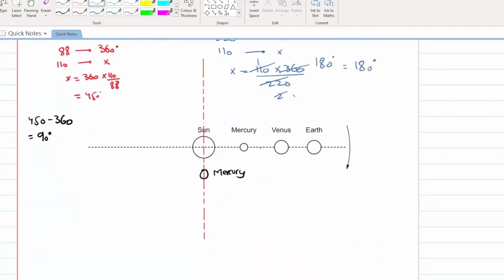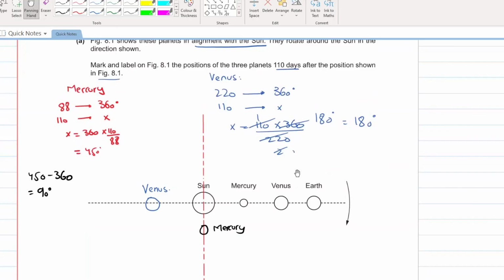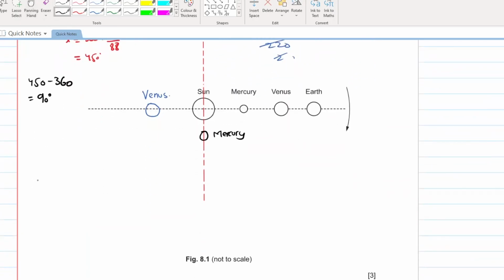Where will you mark Venus? If you rotate from this point by 180 degrees, you will end up here. Your rotation for Venus will end up exactly opposite, like this. It is also important to put the labelings as well and to keep the sizes similar to the sizes in the original diagram. Now let's do it for Earth.